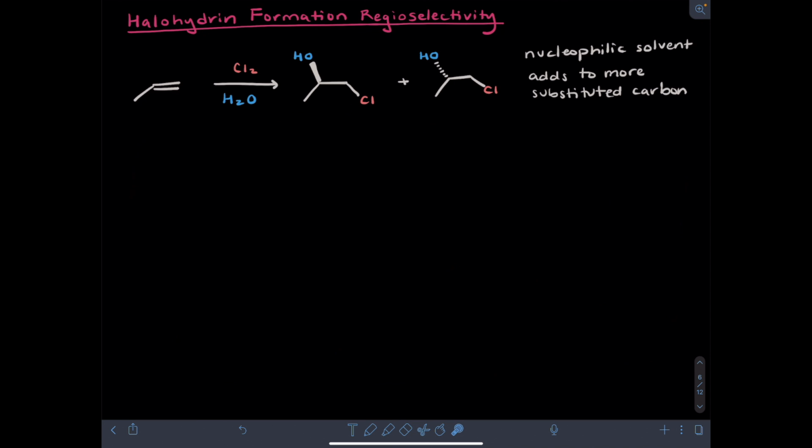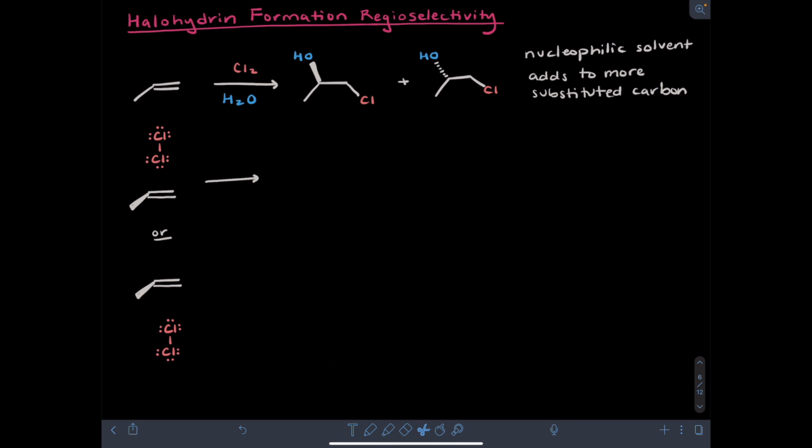In this case, I've only generated one new chiral center, where the OH group added, so I'm only showing stereochemistry at this position. I'm going to draw out the mechanism for this halohydrin formation to account for both of these products, and then I'm going to discuss why this regioselectivity is observed.